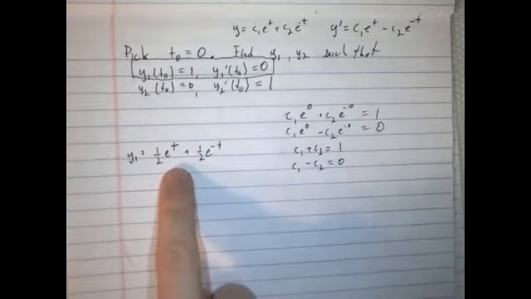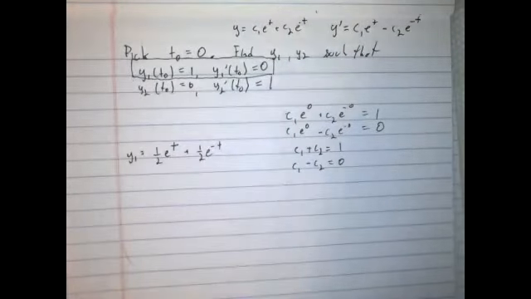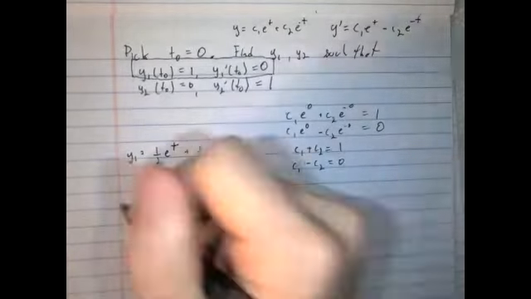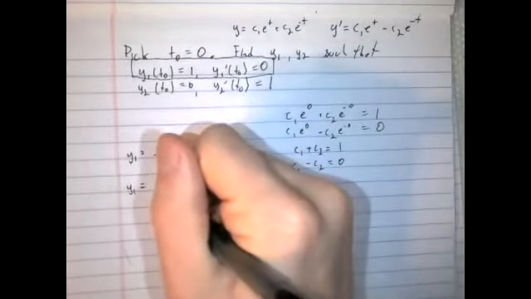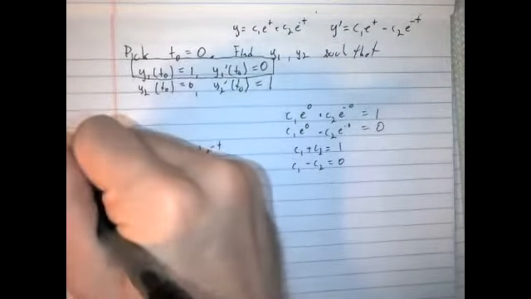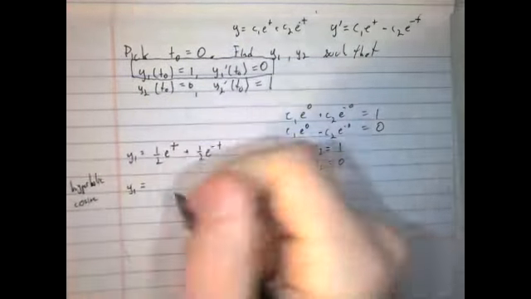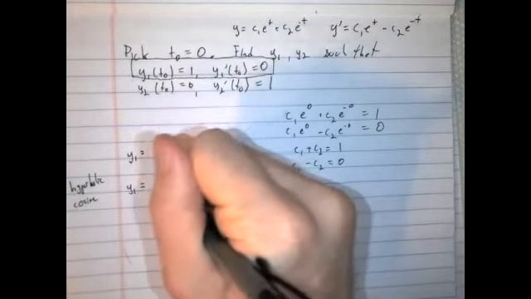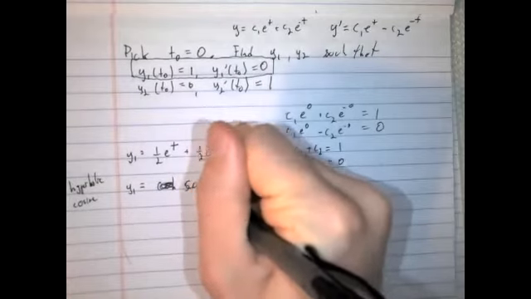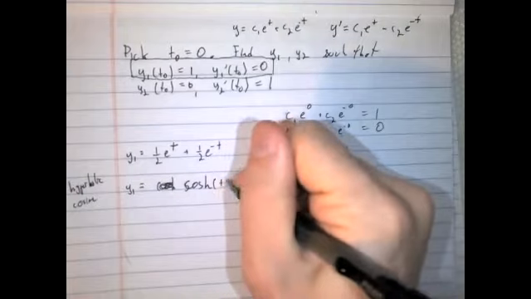There's a name for this function. Does anyone know what the name for this function is? It's okay. It's not so common. This is called hyperbolic cosine. So this is also equal to what's written as cosh, so this h is for hyperbolic cosine of t.